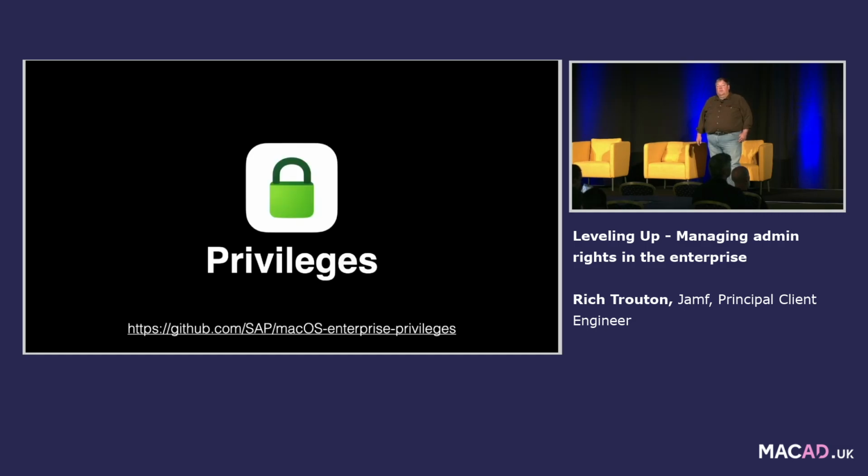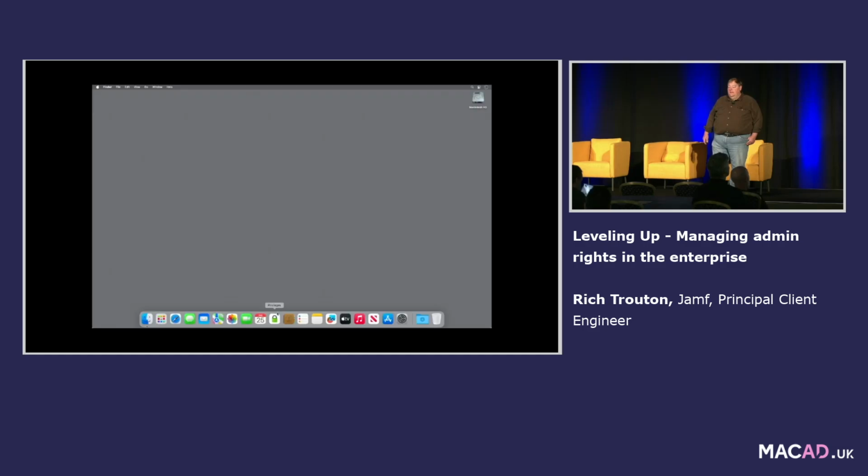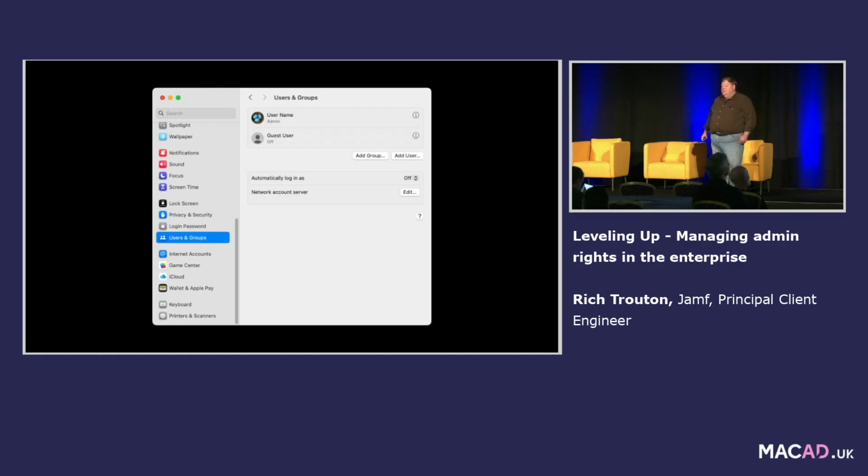An alternative open source tool is SAP's Privileges tool, which works by adding and removing the logged-in user account from the admin group on the Mac. So once Privileges is installed, a logged-in standard user can get admin rights using the process shown. By default, admin rights are granted for 20 minutes. And once granted, you should see that the logged-in user account is now listed with admin privileges.